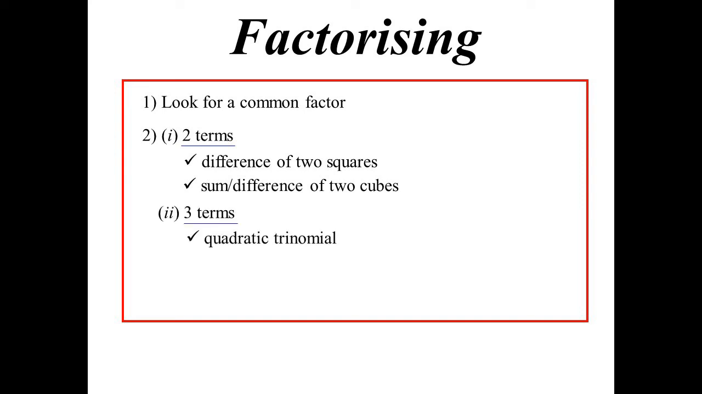If there's three terms, the sort of expression we see with three terms is one of those quadratics, or quadratic trinomial. So can we do it using those techniques? Four terms really is looking for a common factor, but we just do it in pairs. And then once we group in pairs, it becomes two terms, and then we go from there. So they're the sorts of things we look for first when we're trying to factorise. Obviously there are other ways of doing them, but they're the key ones.